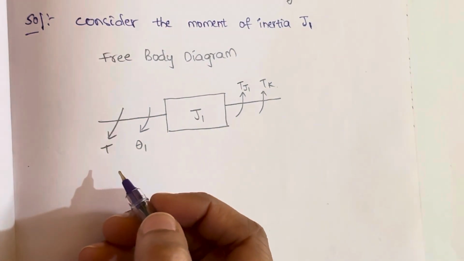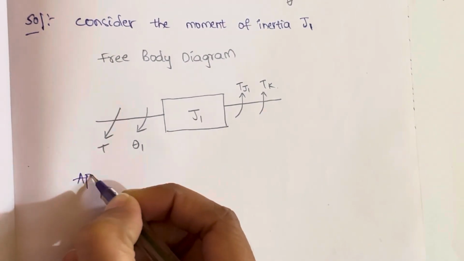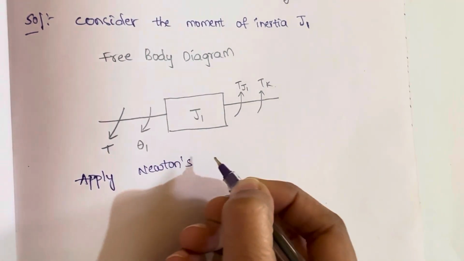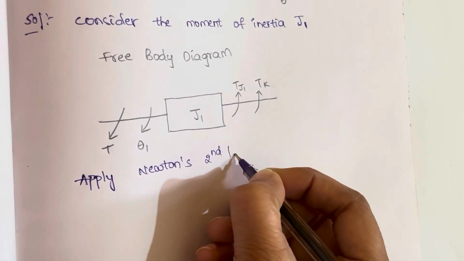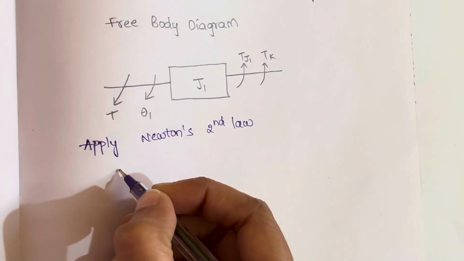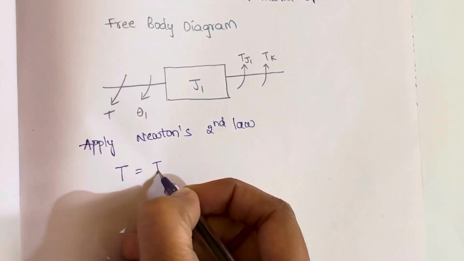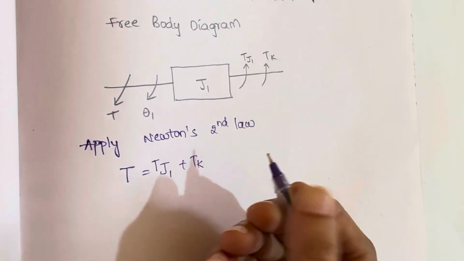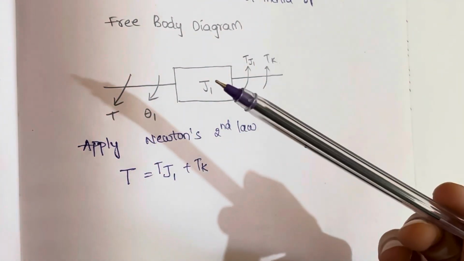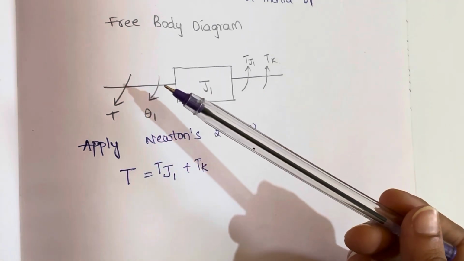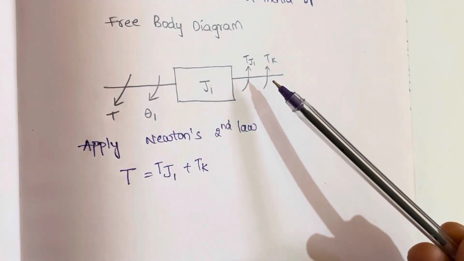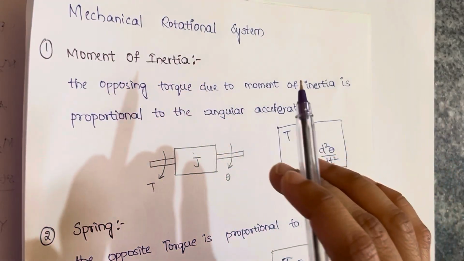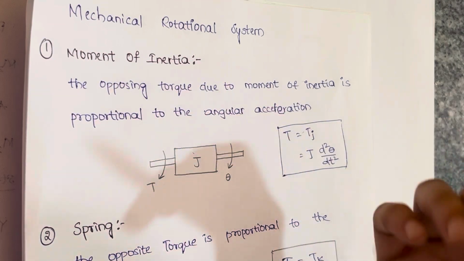Now apply Newton's second law. What is Newton's second law? T equals Tj1 plus Tk. Newton's law states that the sum of the applied forces is equal to the sum of the opposing forces on the particular body. Let me explain the terms first, then later we will solve the problem.